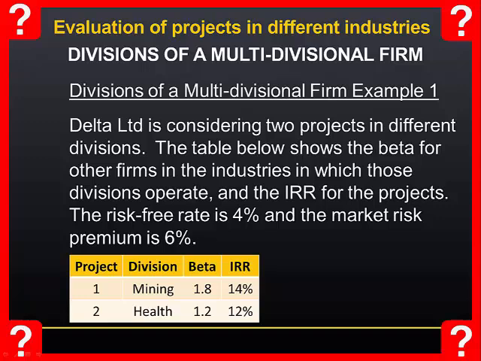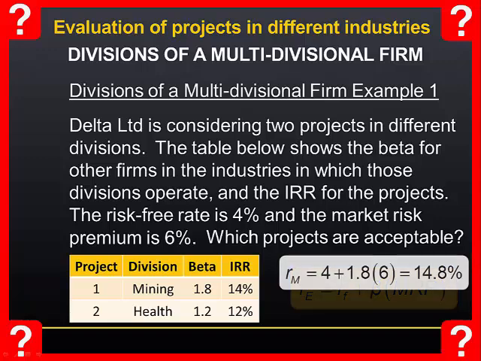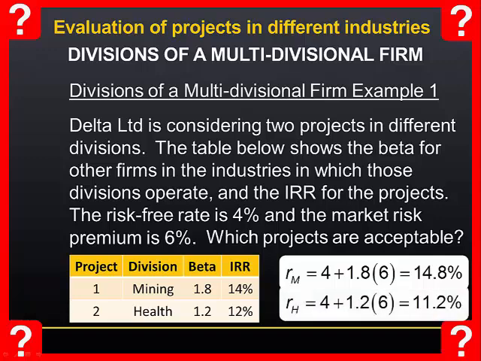We need to use the betas appropriate to each industry to estimate a cost of capital appropriate to the risks of that industry. So we'll use the CAPM equation, incorporating the market risk premium inside the brackets. So the first calculation we need to perform is to calculate the required return, or the cost of capital, appropriate to firms within those two industries. The cost of capital for a firm in the mining industry is 14.8% and the health industry 11.2%.